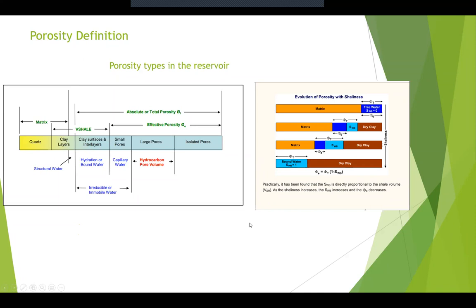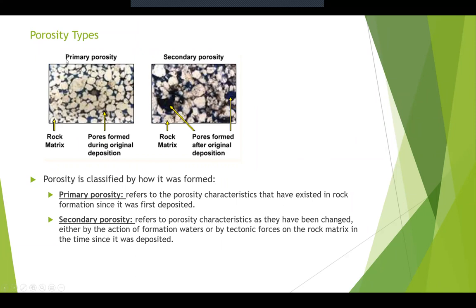And now for the porosity types, here we have what we call primary porosity and secondary porosity. This is the primary porosity. This is the pore formed during the original deposition. This is the normal porosity in the clastics. You can see it looks very homogeneous in the cubes and grains here. And we have the secondary porosity. It could form after the original deposition, due to diagenesis or some kind of dissolution.